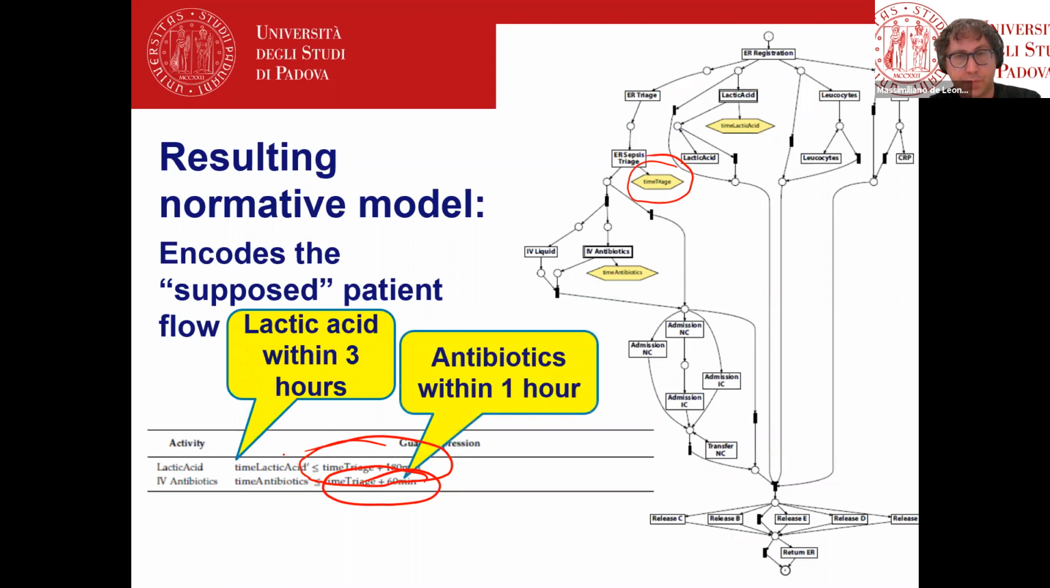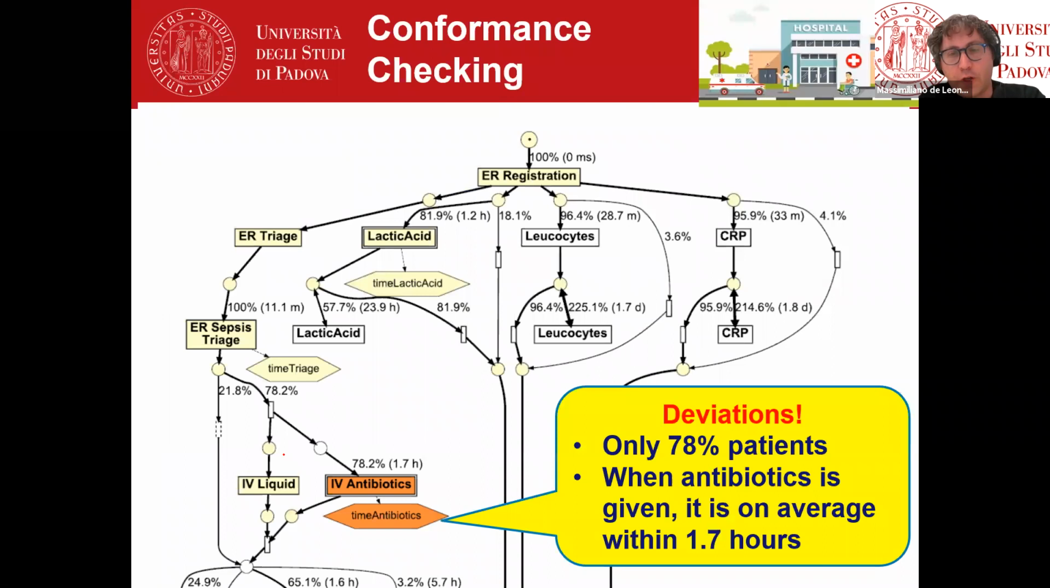And the conclusion of doing conformance checking is that unfortunately, only for 78% of the patients the antibiotics were given, instead of 100%. And the antibiotics were supposed to be given within 1 hour from the moment the patient arrives at the hospital. But actually the average was 1.7 hours. So these were two important cases of deviations from the protocols.